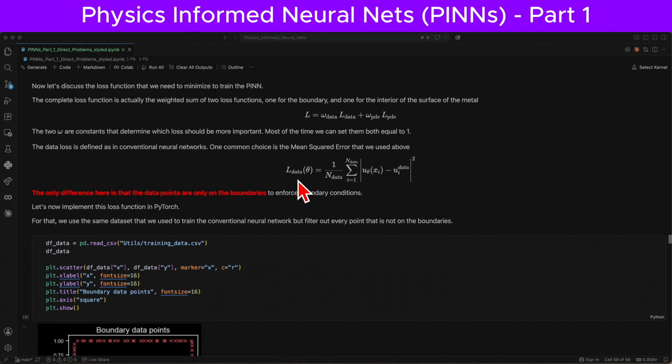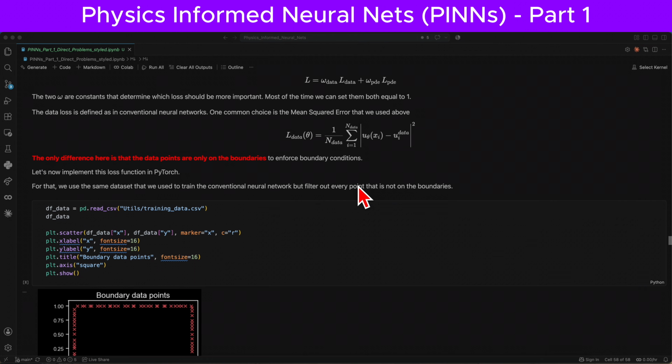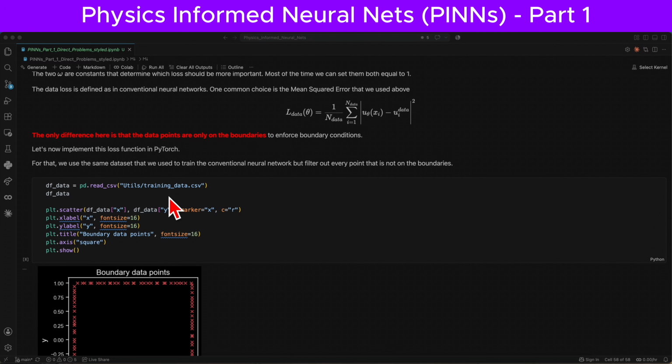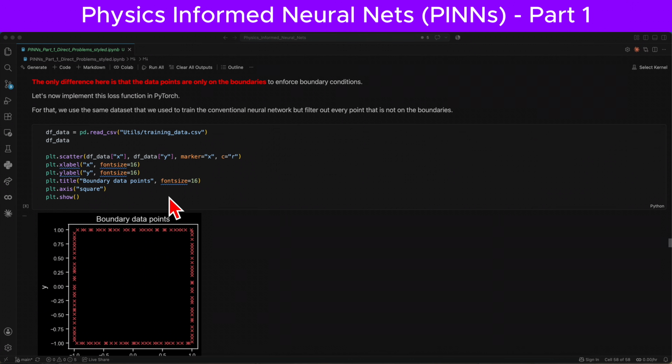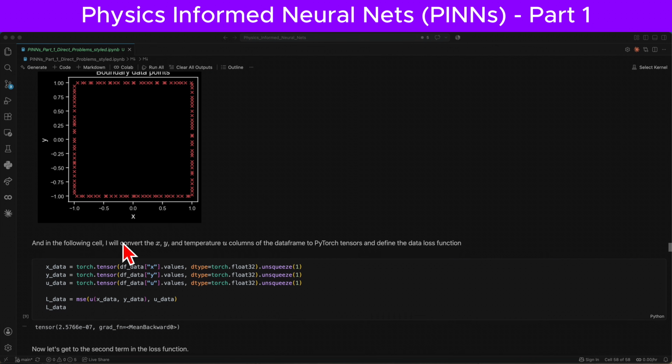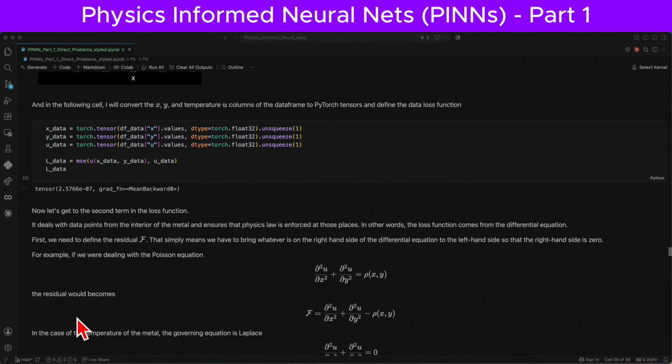The data loss is defined just like in conventional neural networks. One common choice is the mean squared error we used above. The only difference here is that data points are only on the boundaries to enforce the boundary conditions. We implement this in PyTorch using the same dataset as before, but filtering out every point that is not on the boundary. We plot those boundary points, then convert the x and y and temperature columns into tensors and define the data loss.